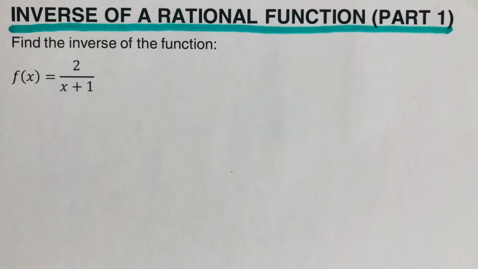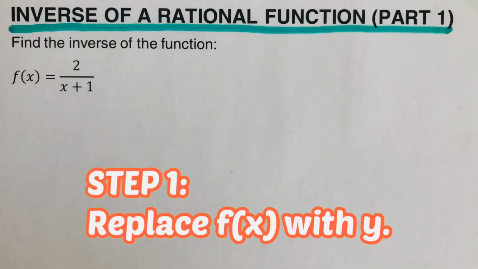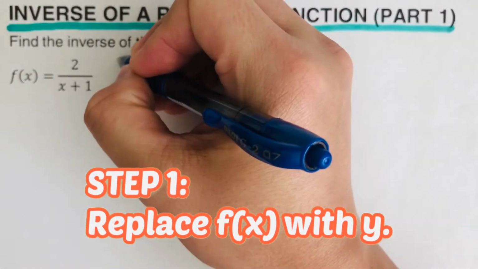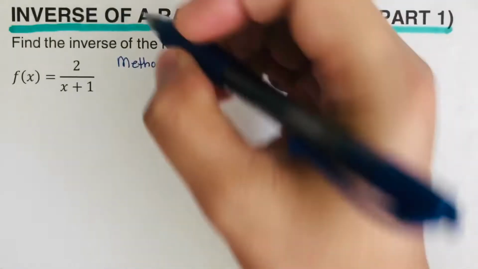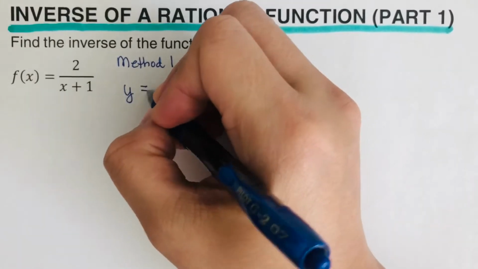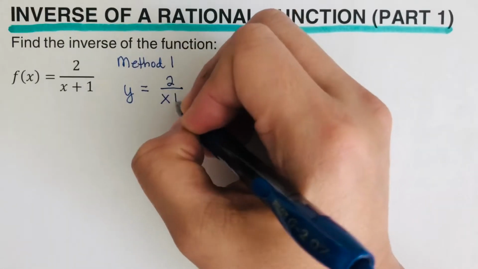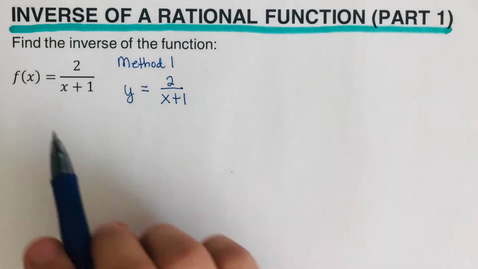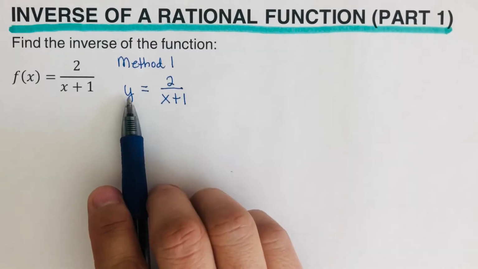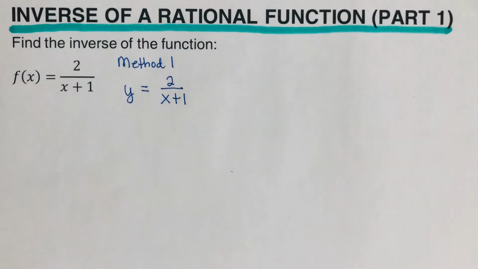There are steps that we need to follow in order to determine the inverse of any function. The first step is to replace f of x with y. So I'm just going to label this as method 1. So that's the first step. I changed f of x to y. So then we're ready to move on to the second step.